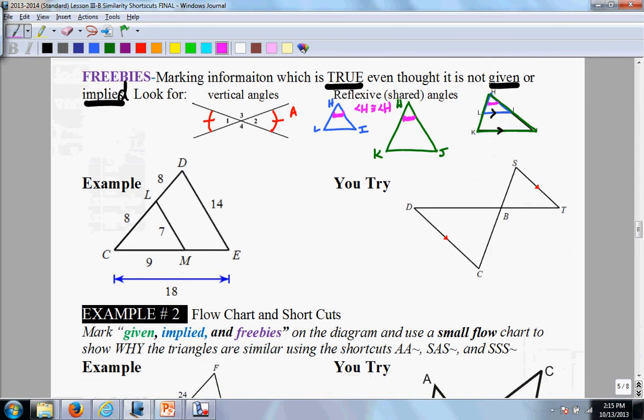So here's an example here. You want to watch out for freebies. I look at this diagram and I see I have overlapping triangles. So there's my blue triangle. And here's my overlapping green triangle. And I see that these triangles exactly share this angle out here, right there. So we would mark that congruent. And then you put a little A for angle, meaning I have a pair of congruent angles. That's it. A freebie. It's there. You can mark it. There's no other given information. You try the one on the right. Look for a freebie and mark it.